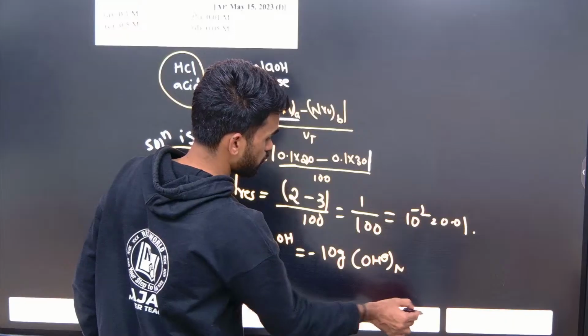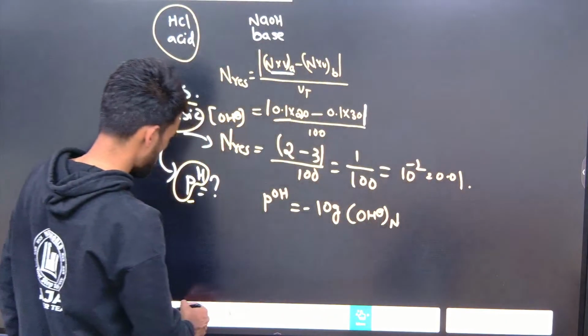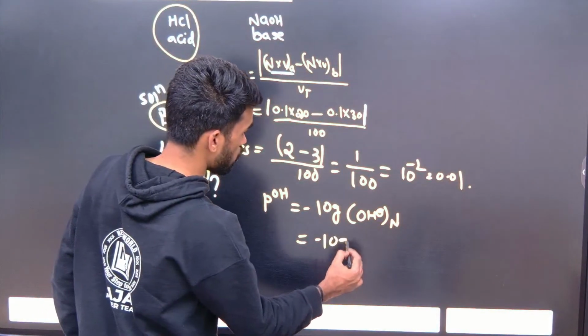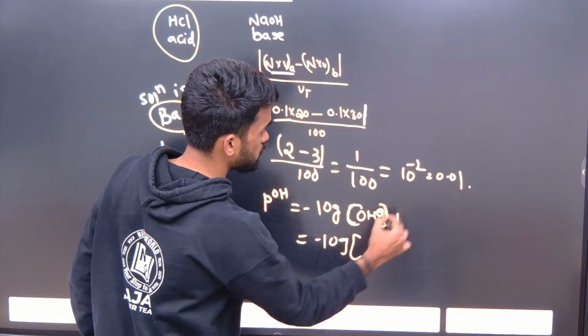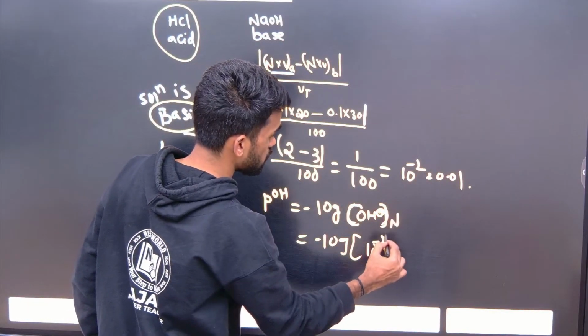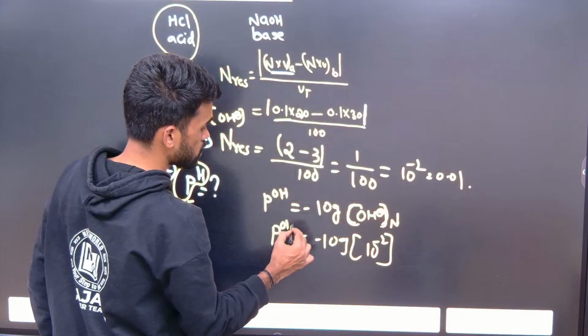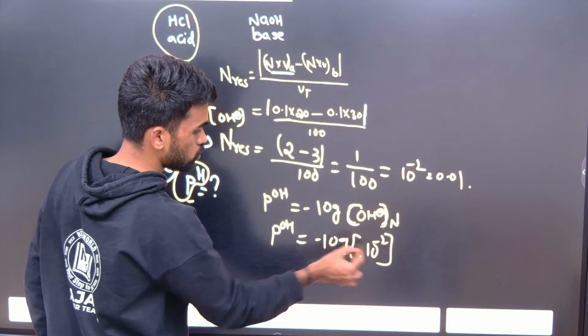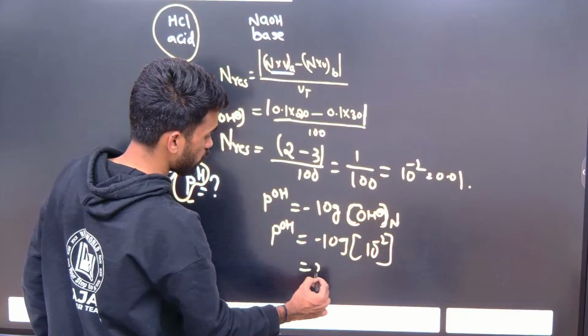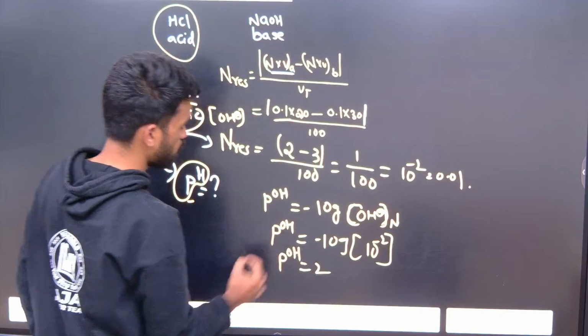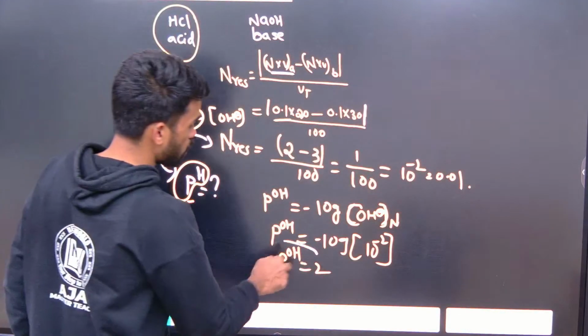Now tell me how much it is. Minus log concentration of OH is how much? 10 power minus 2. So POH is minus 2 into 2, that comes here. So POH is 2. Yeah, like this you should do. So we got POH now.